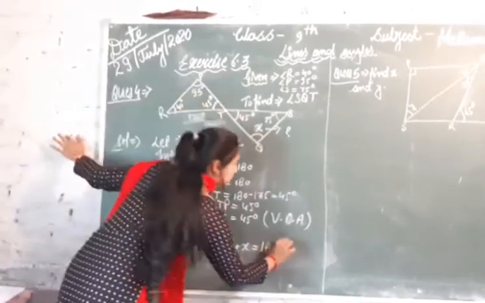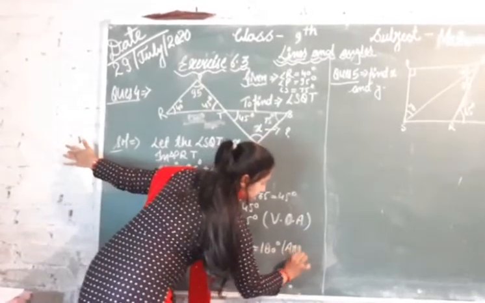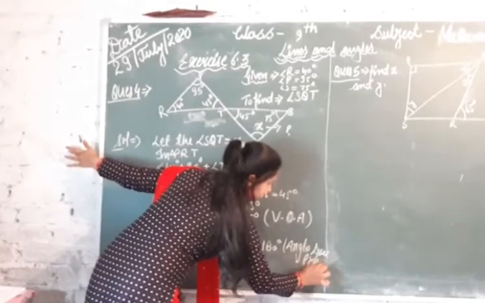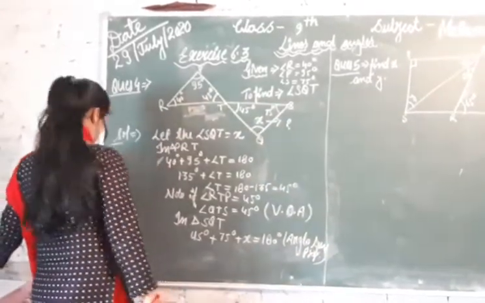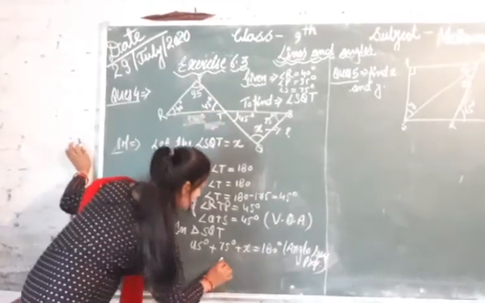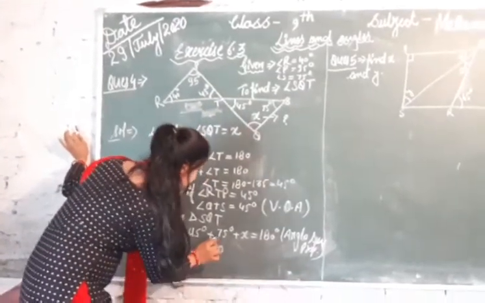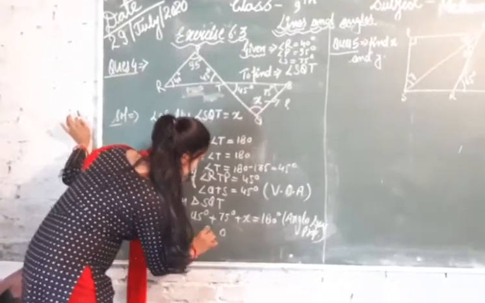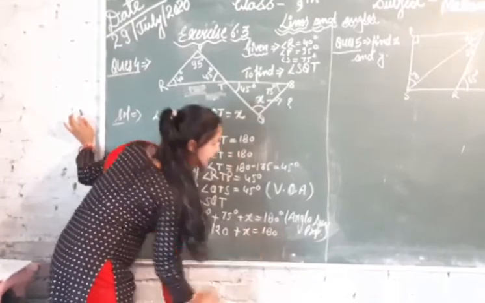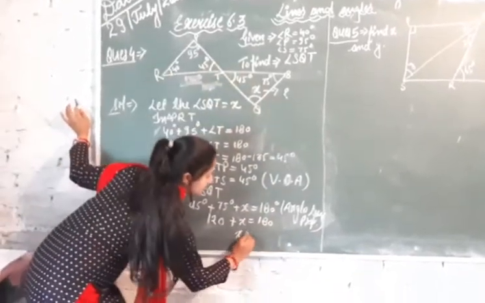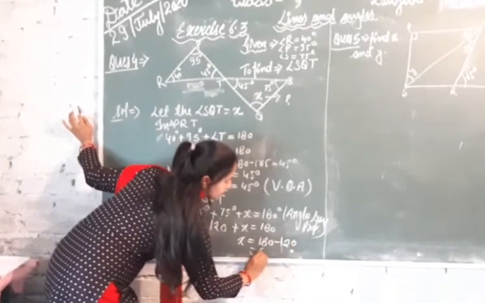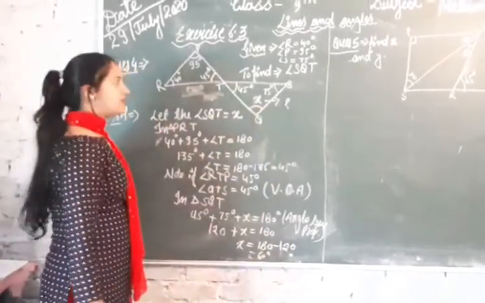Why they are? Because of angle sum property. Now next, if we add them, it will become 120 plus x is equal to 180 degree. So what is the value of x here? It is equal to 180 minus 120, that is equal to 60 degree, and this is your final answer.